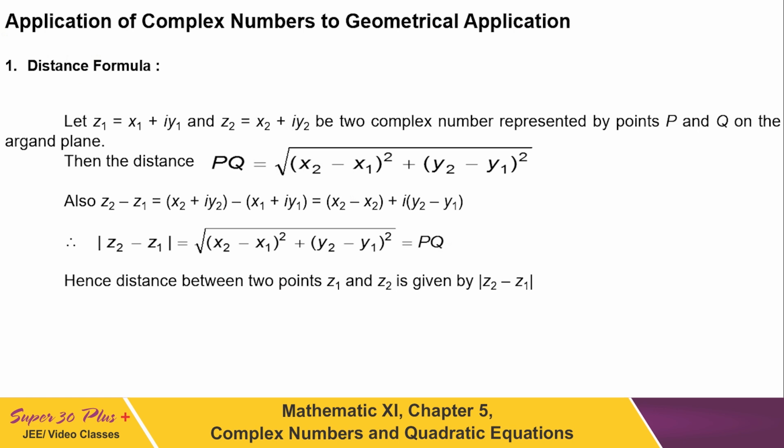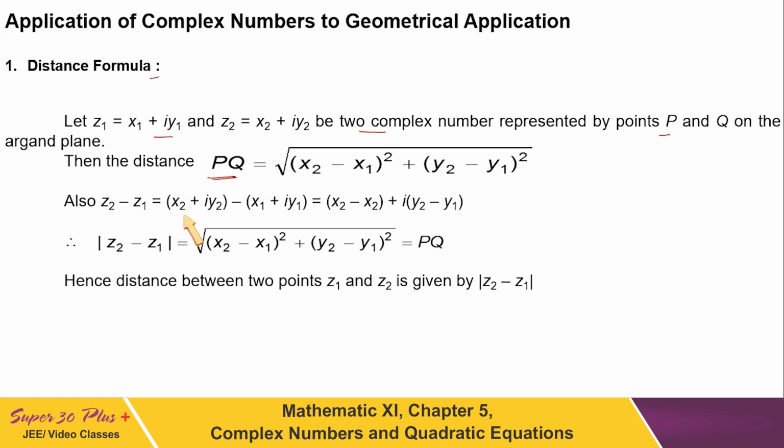Students, now we are going to study the application of complex numbers to geometry. First is the distance formula. Let Z1 is equal to x1 plus iota y1 and Z2 is equal to x2 plus iota y2 be two complex numbers represented by points P and Q on the Argand plane. Then the distance PQ is equal to square root of x2 minus x1 whole square plus y2 minus y1 whole square.